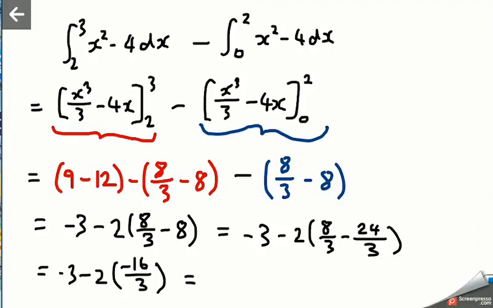And that is equal to negative 3 plus, what do we have here? 16 times 2 over 3, so plus 32 over 3. And of course, negative 3 is the same as negative 9 divided by 3, plus 32 over 3. And that gives us 23 over 3.